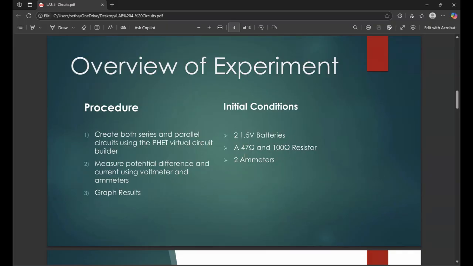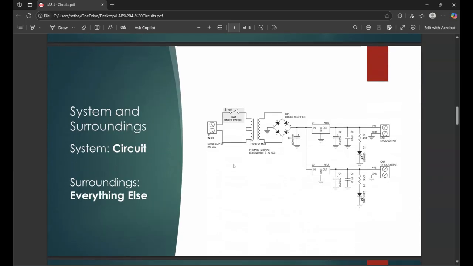So in this experiment, we've got the system and the surroundings. The system in this case is the circuit, while the surroundings are everything else.